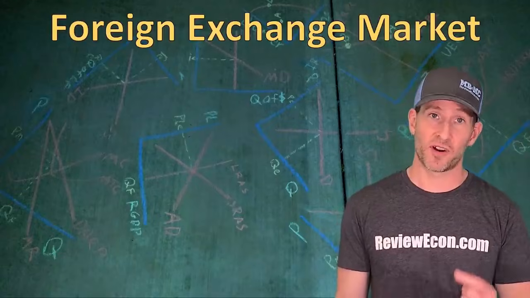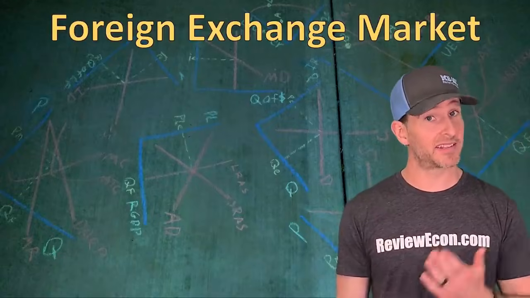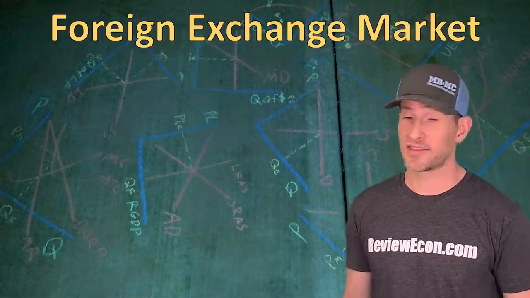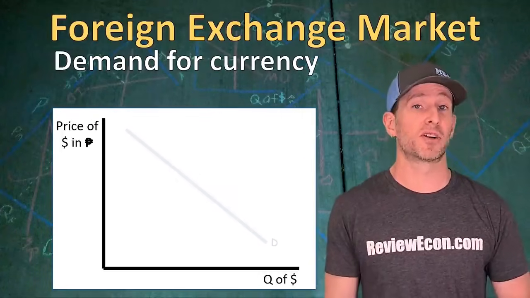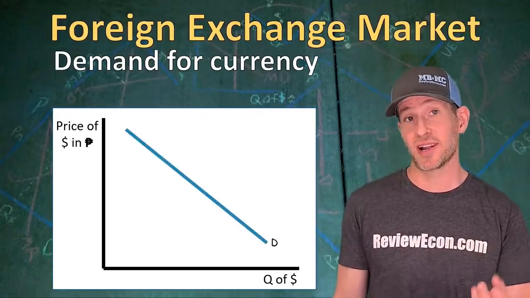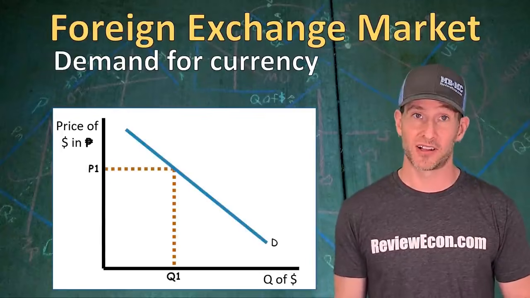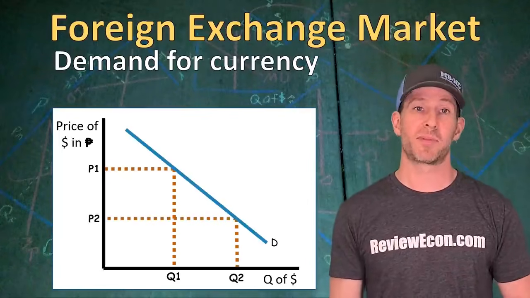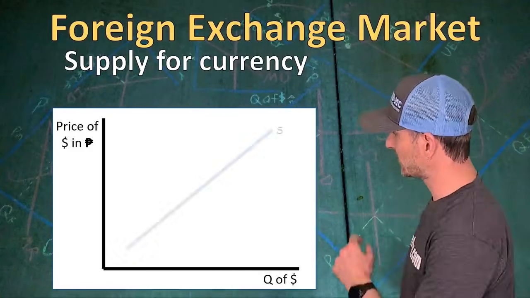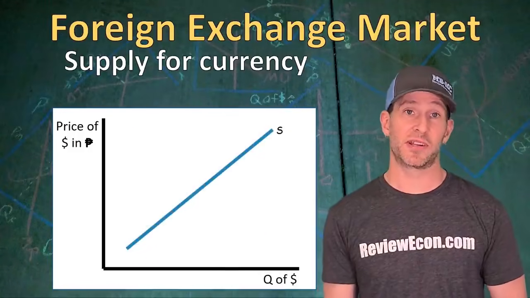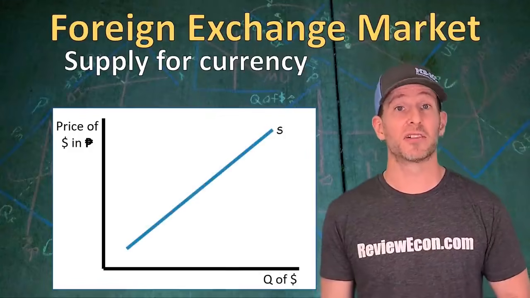Our last graph is the foreign exchange market, and here we have demand and supply once again. Here we're going to look at the demand for currency, and in this case, US dollars. We see a downward sloping demand curve, which shows that at high exchange rates, people demand fewer US dollars, and at lower exchange rates, people demand greater quantities of US dollars. The supply of currency is upward sloping because there's a direct relationship between the exchange rate and the quantity of US dollars that people supply.